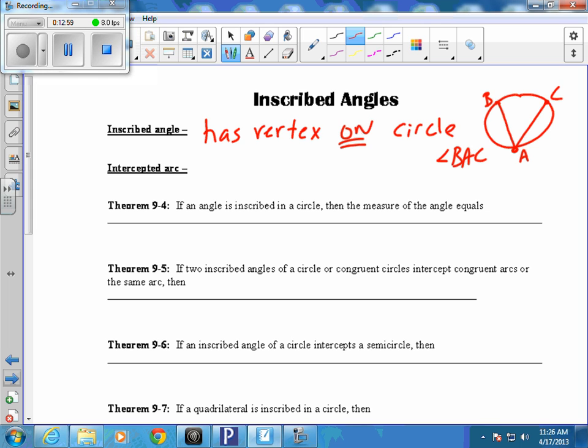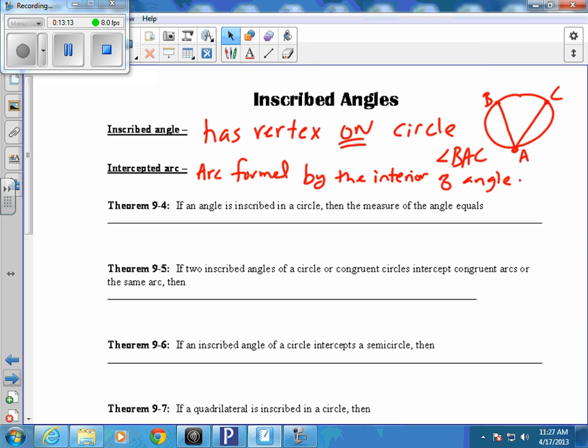An intercepted arc, that is the arc formed by the interior of the angle. So we'll talk a lot about an angle and its intercepted arc. In my diagram above, the intercepted arc for angle BAC would be arc BC, because that is the inside of that angle on the circle.